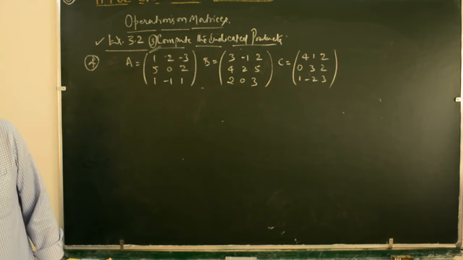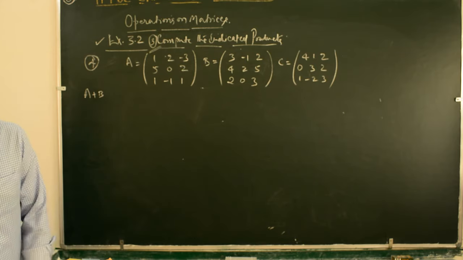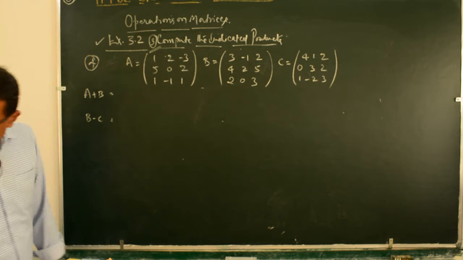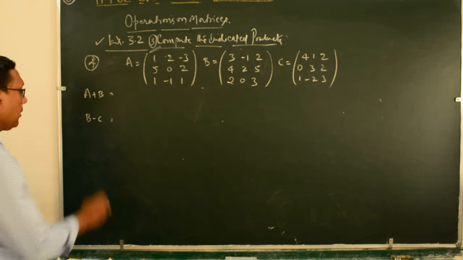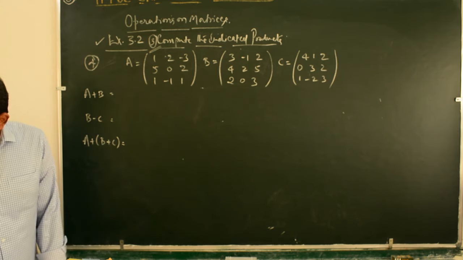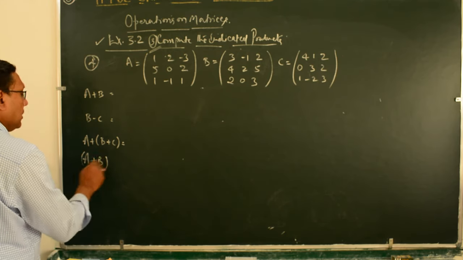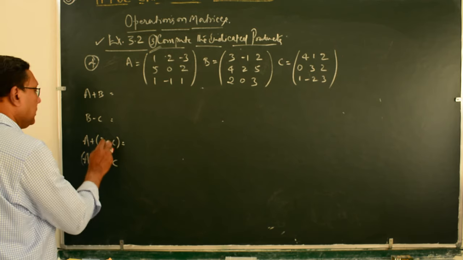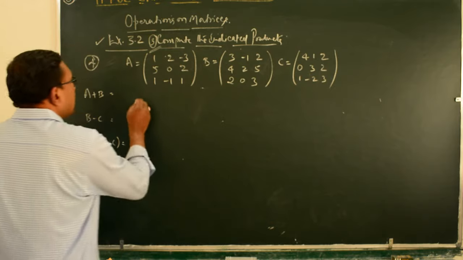Here we need to find out A plus B, right, and also B minus C, and then we need to verify the associative law, which is A plus B minus C should be equal to B minus C, A plus B minus of C. Let us check this. Let us find out A plus B.